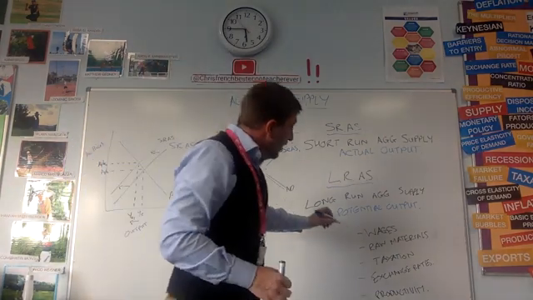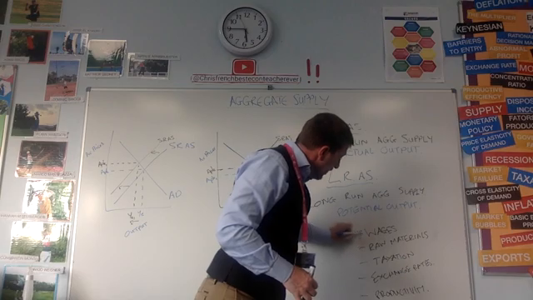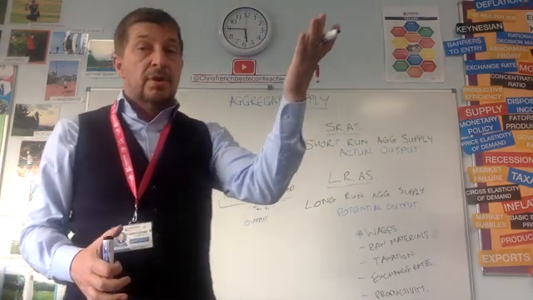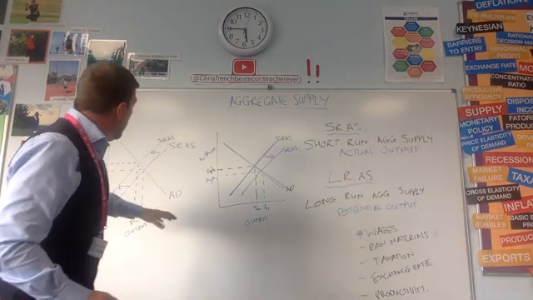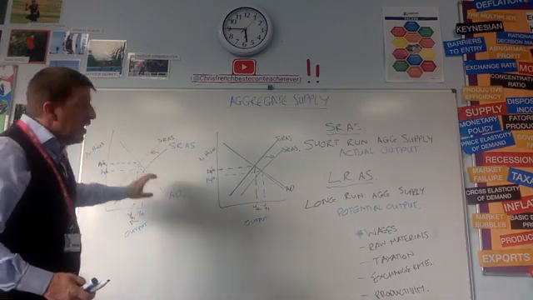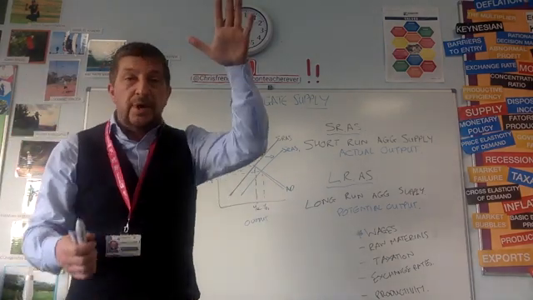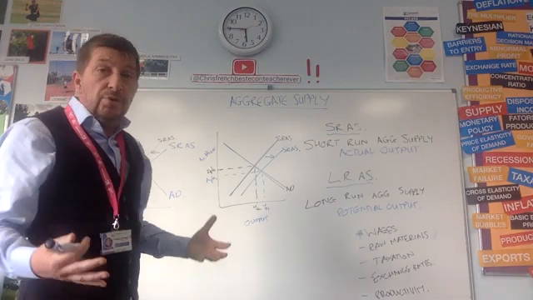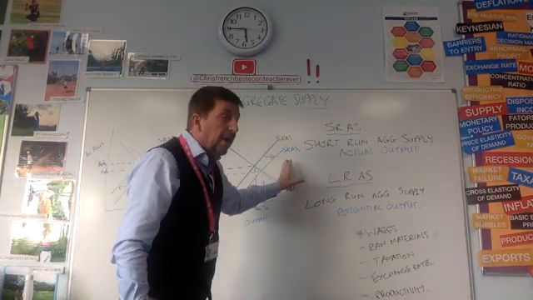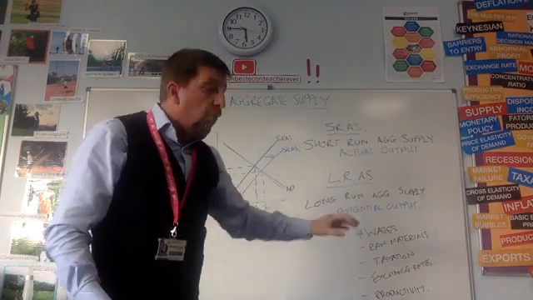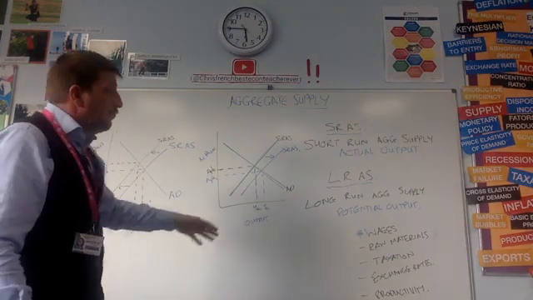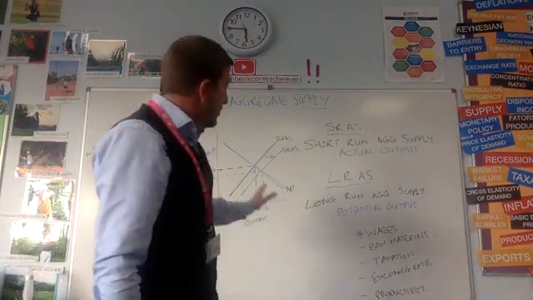So the first one is wage levels. Think about it, if wage levels in an economy go up, that means the cost of production is going up and we see a shift to the left in aggregate supply. If wage levels in an economy are going down, that means cost of production is falling and we see aggregate supply shift to the right. If raw material costs increase, we see a shift to the left. Raw material costs fall, we see a shift to the right.